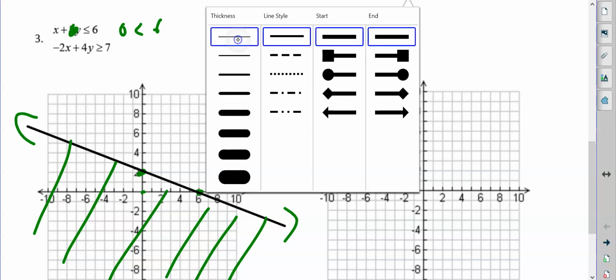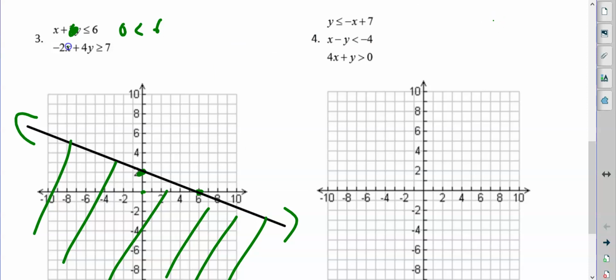Now I cannot do the cover-up method here because 2 and 4 do not go into 7. So I'm going to have to do a little rewriting. So I'm going to move the x over. You get 4y is greater than or equal to 2x plus 7 and divide by 4. Y is greater than 2/4, which is 1/2 x, plus 7/4. Okay, which is 1 3/4.